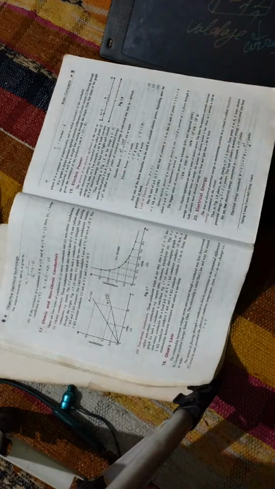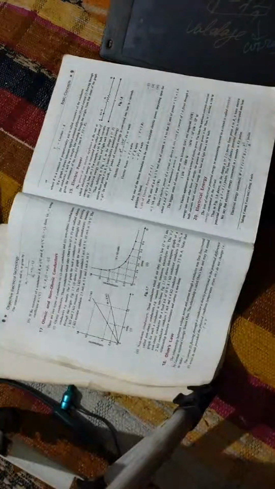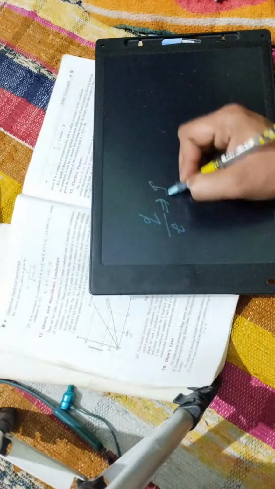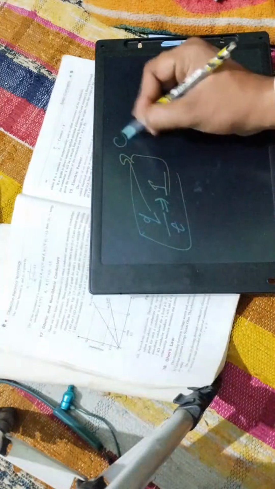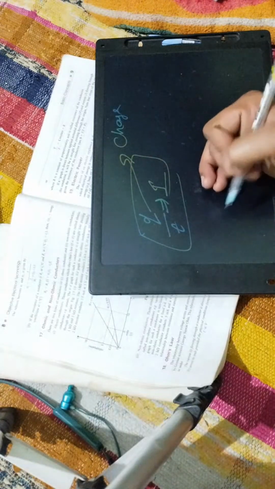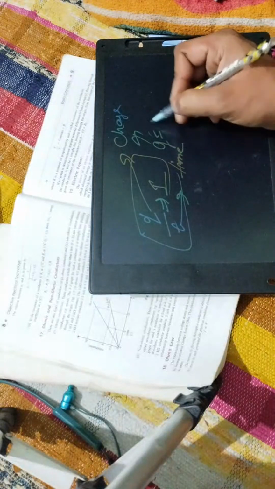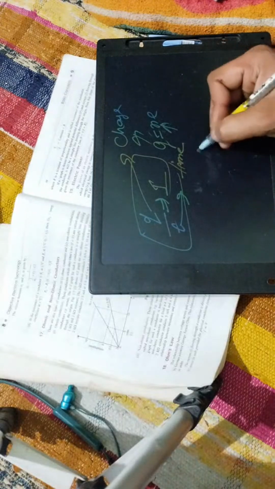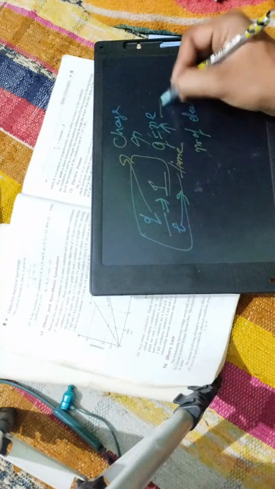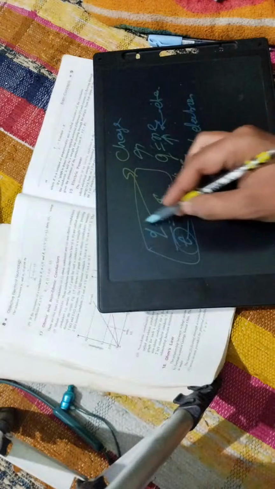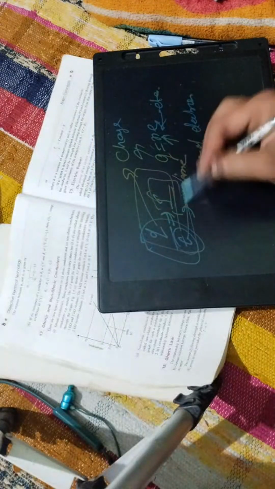Electric power is work per unit time. Q upon T is called current, where Q is the charge moving through the conductor and T is the time taken. Charge means electrons. Q equals N E, where N is the number of electrons and E is the charge of an electron flowing in a particular time. Q upon T is equal to current.